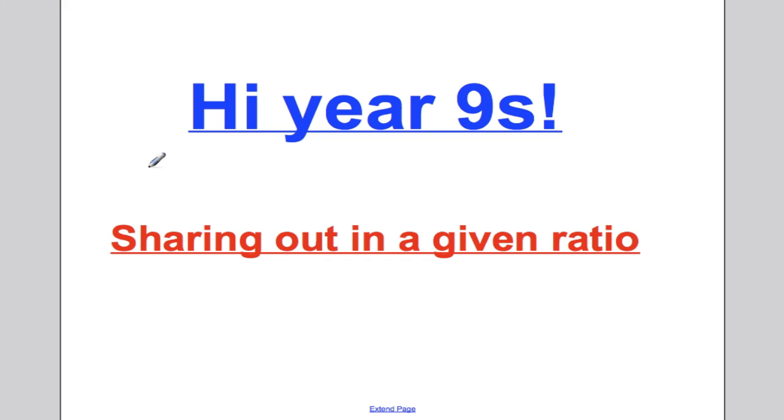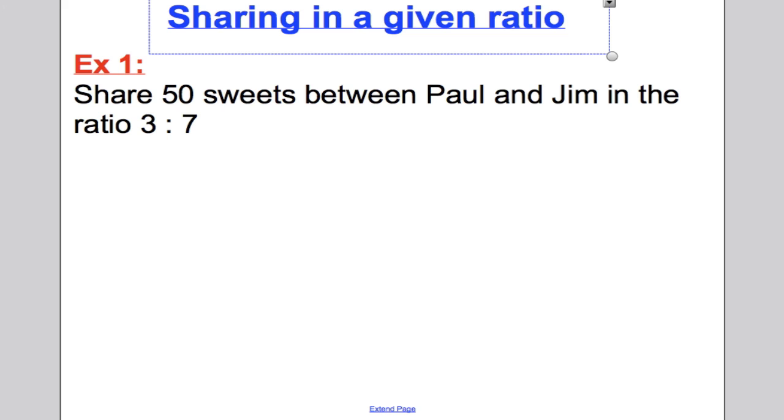There are two examples coming up. Copy them in your books neatly, as I do, and then I will give you some work to do in lesson. So here we go. The first question is asking us to share in a given ratio. That's what we're doing. So, share 50 sweets between Paul and Jim in the ratio 3 to 7.